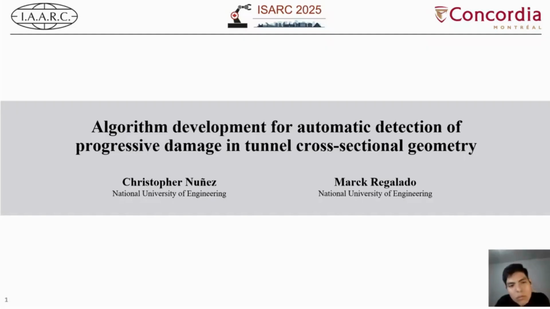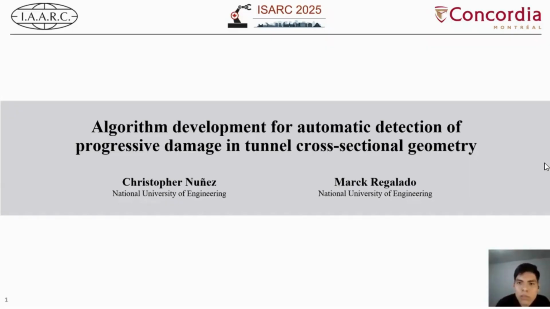Hello everyone, this is Christopher Nuñez, and today I'm going to present the research made with Regalado. This article has the following title: Algorithm Development for Automatic Detection of Forensic Damage in Tunnel Cross-Sectional Geometry.